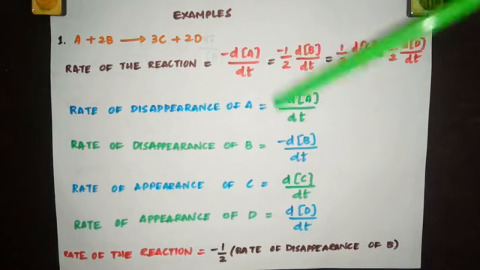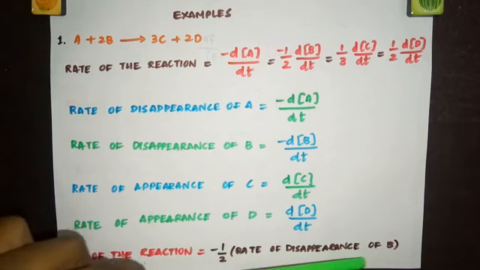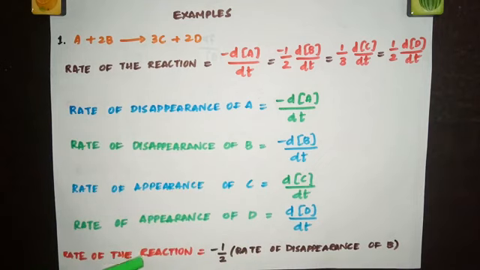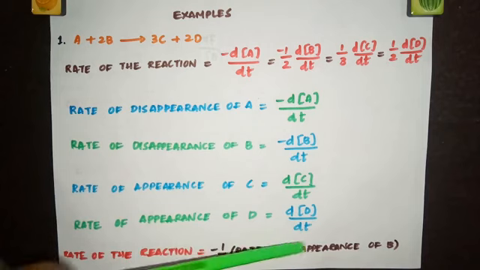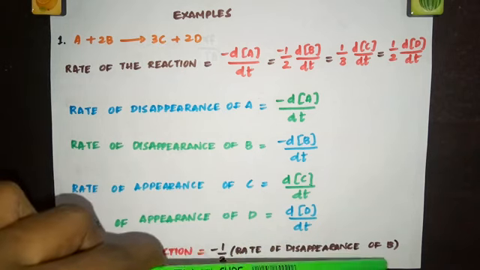When you multiply them, which means divide them by the coefficients, then you get the rate of the reaction. Now see, rate of the reaction is equal to minus 1 by 2 rate of disappearance of B. So in terms of B, if you want rate of the reaction, then you have to multiply rate of disappearance of B by 1 by 2. Same way, if you want the rate of the reaction in terms of C, what you will write here? 1 by 3 into rate of appearance of C.